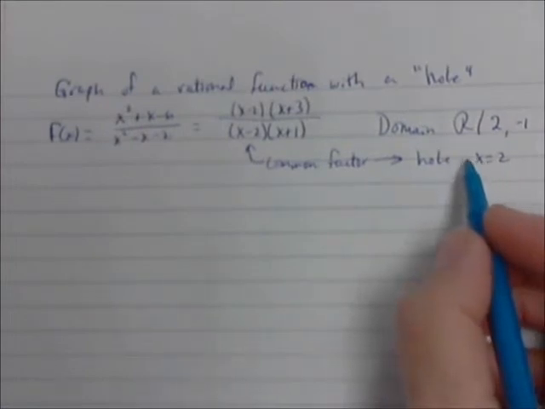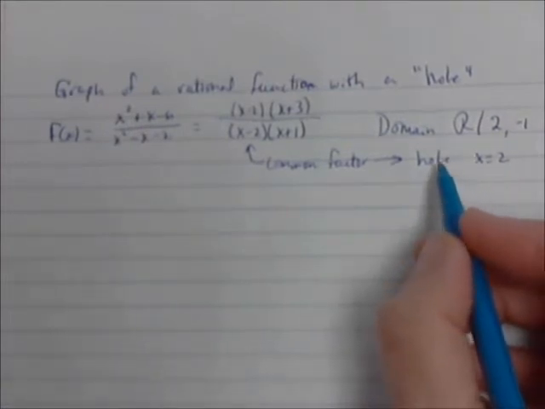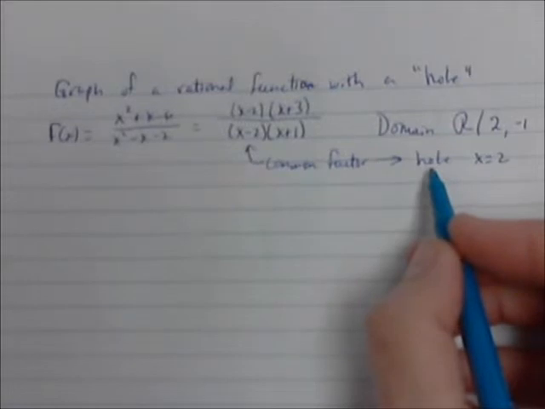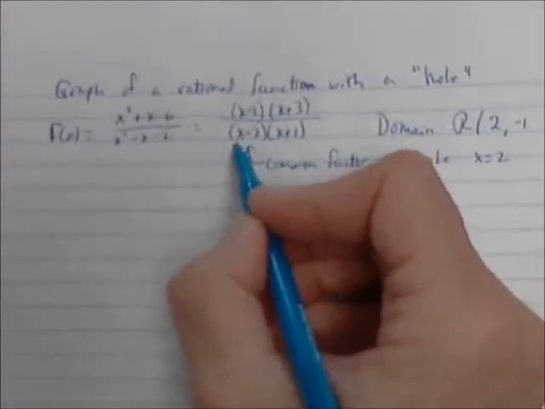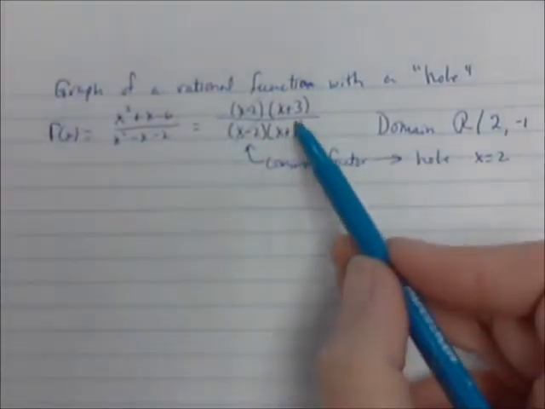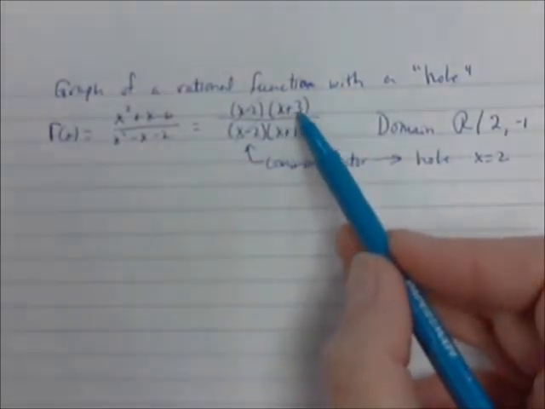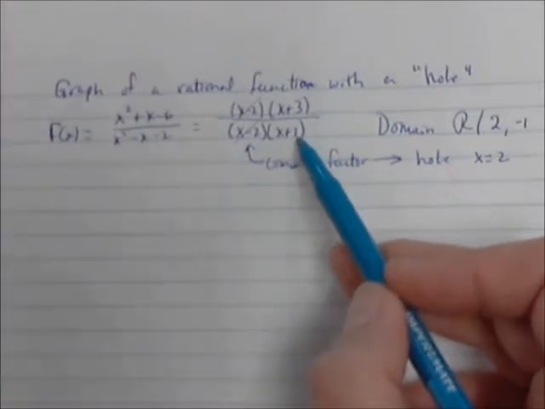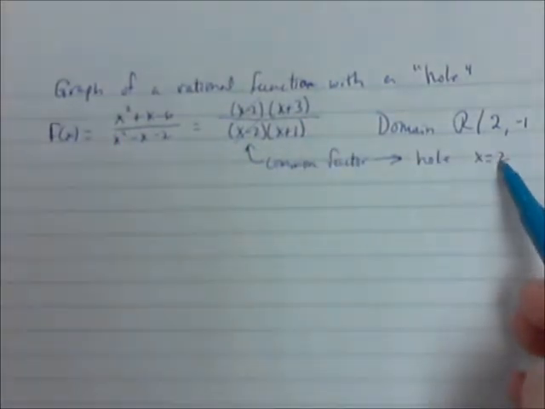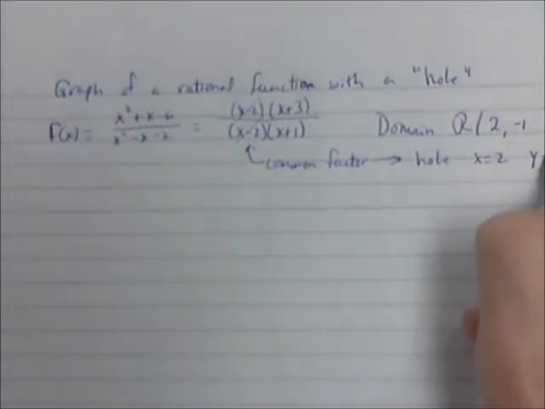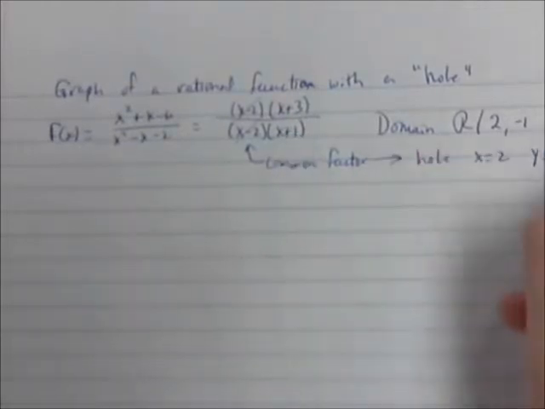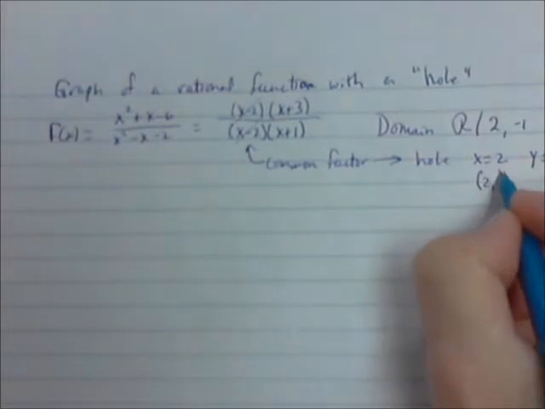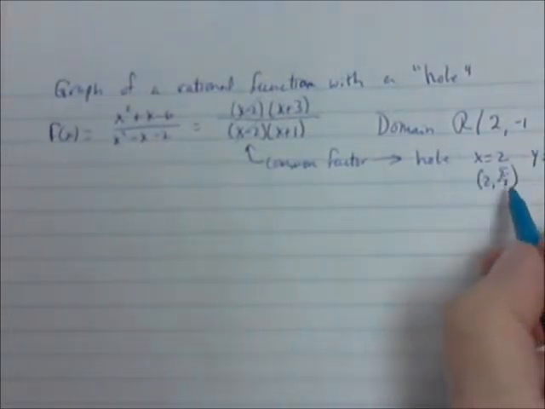If we want to find out the exact point, this hole is going to be graphed as an open circle on our graph. So what we can do is cancel out these x minus 2's, because what we're essentially graphing is the function x plus 3 over x plus 1, except where x equals 2 and y equals, if you plug in 2 for x, you get 5 over 3. So at the point 2, 5/3, you're going to have an open circle in this graph.